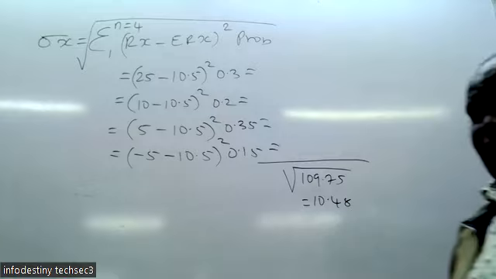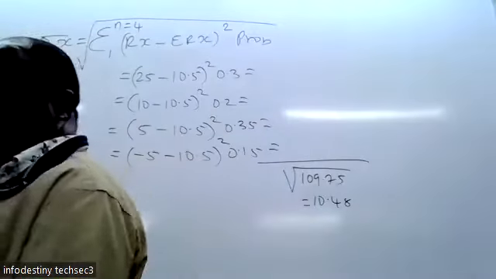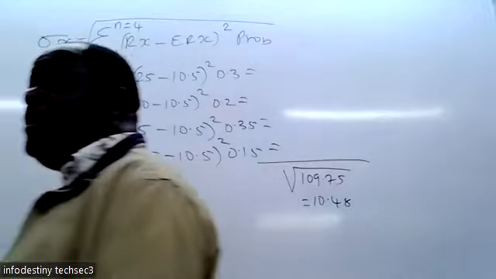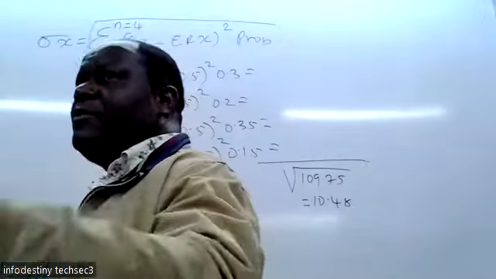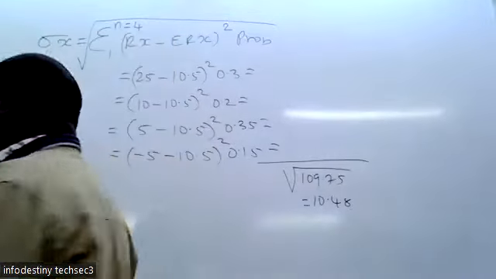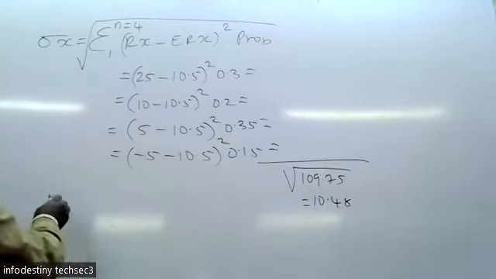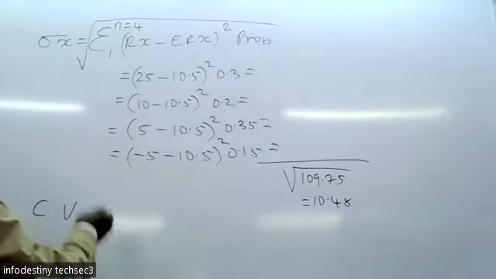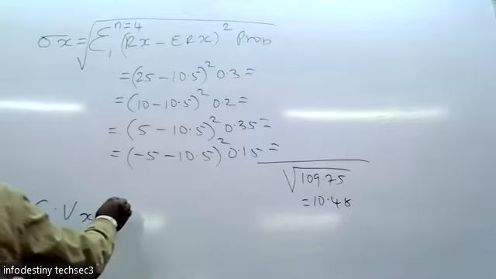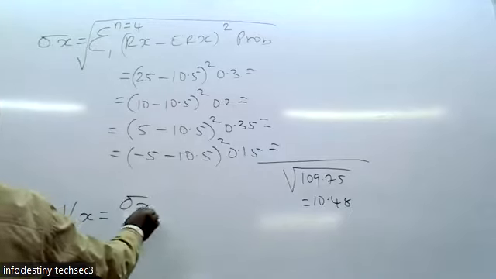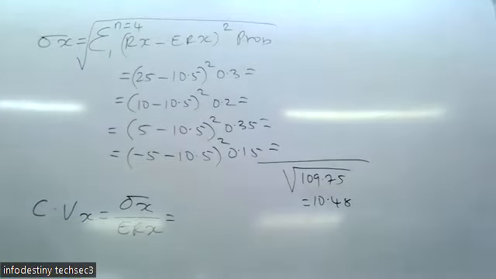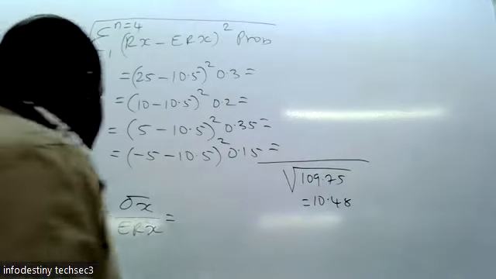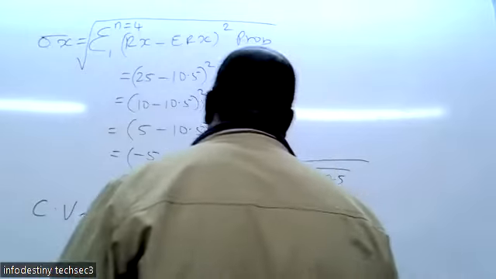I still want us to compute the coefficient of variation, though the question did not ask, because we have 3 measures of risk: expected return, standard deviation, and the coefficient of variation. That's the order they normally ask. So the coefficient of variation for share x is the standard deviation for x divided by the expected return for x.